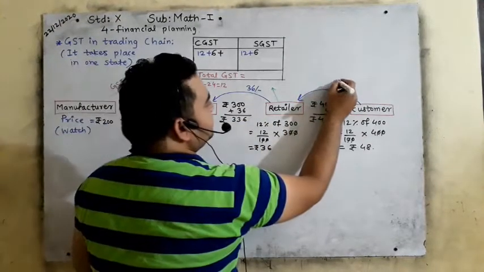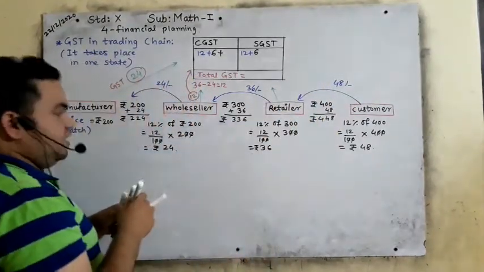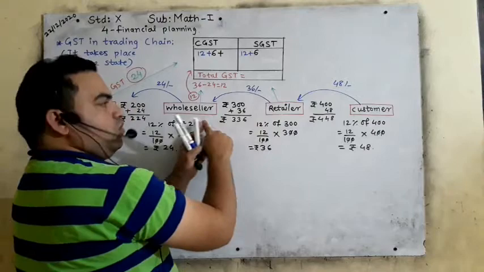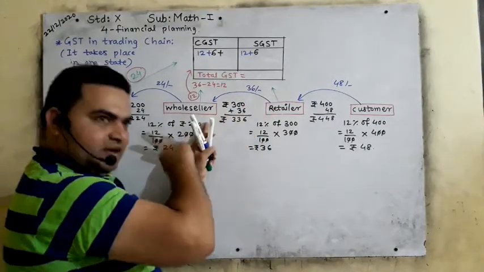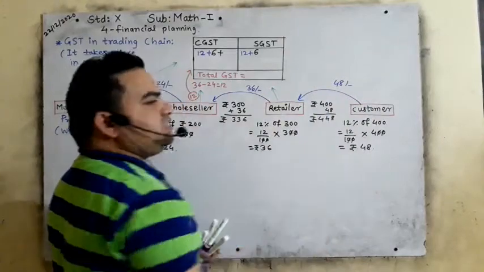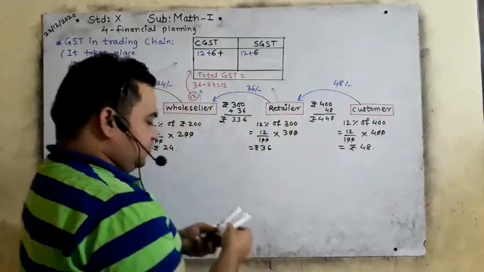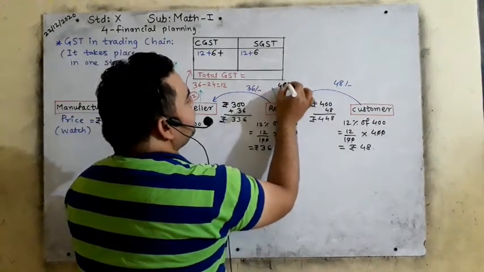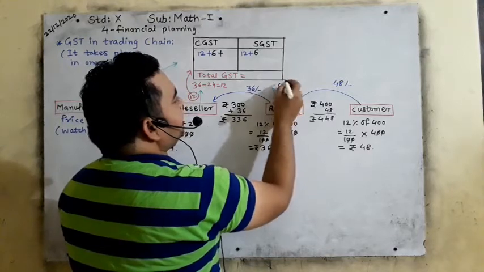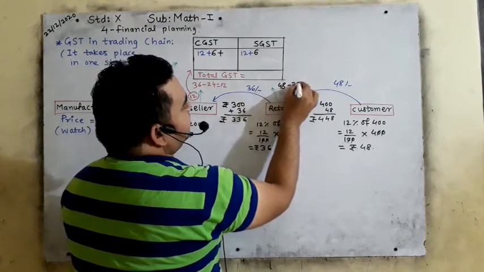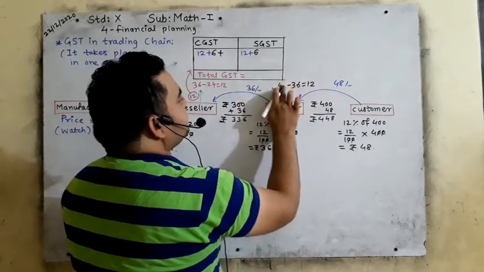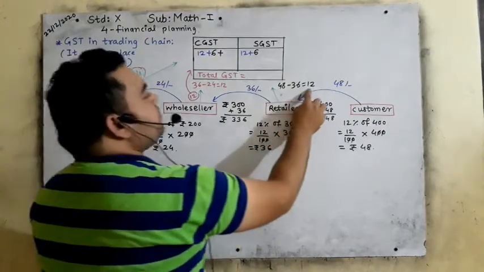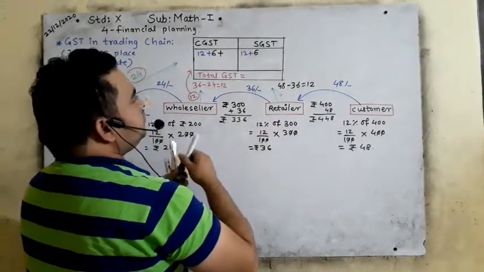How much is the customer paying? 48 rupees GST. So who will receive the 48 rupees? The retailer. The retailer paid 36 rupees to the wholesaler. So the retailer paid 36 rupees, that is input. The retailer is collecting 48 rupees GST, that is called output. Okay, so now the retailer will do the calculation. See here, it will be 48 minus 36, the answer is 12 rupees extra. He will keep his 36 rupees, and that extra 12 rupees of GST he will pay to the government.